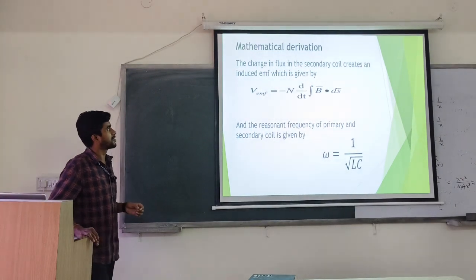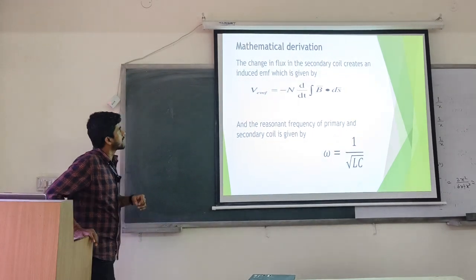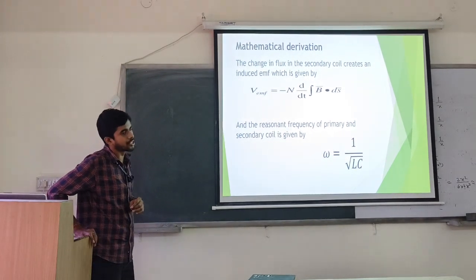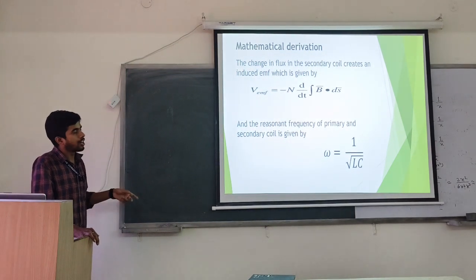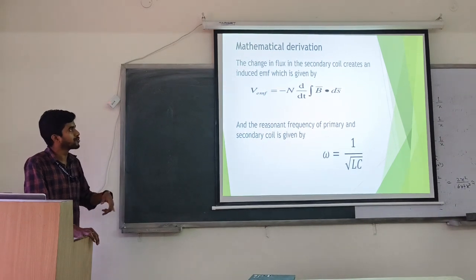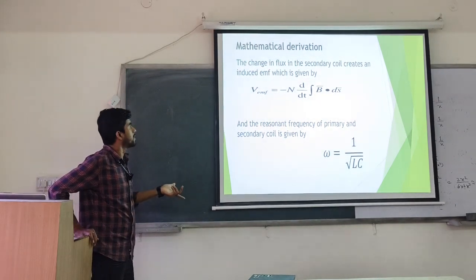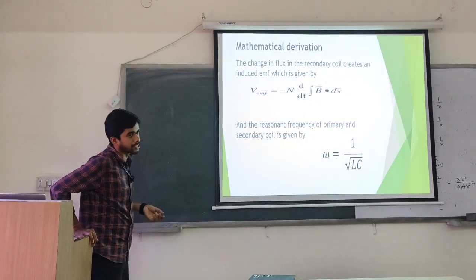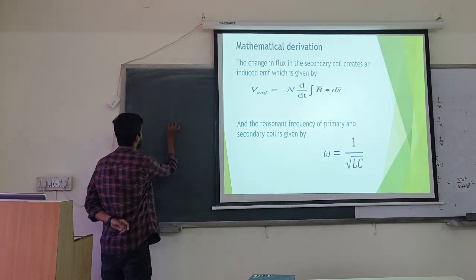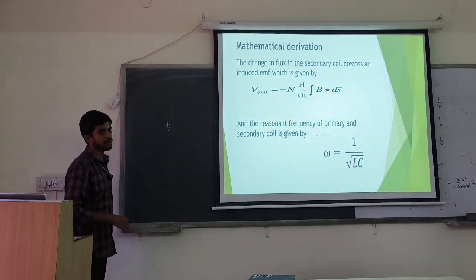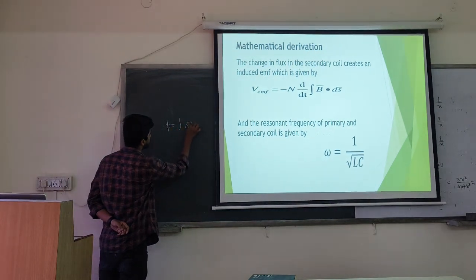Now the mathematical derivation. The change in flux in the secondary coil creates the induced EMF. When we apply electricity to the primary coil, then due to mutual induction, an EMF is induced in the secondary coil, and the magnitude of the induced EMF is given by minus d phi by dt. And we know phi is equal to what? Phi is the magnetic flux, and from Gauss's law of magnetostatics, we know phi is equal to the integration of B dot dS.